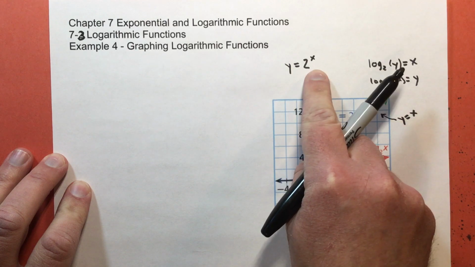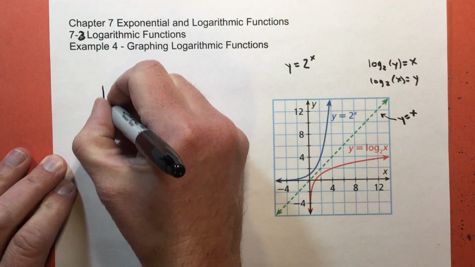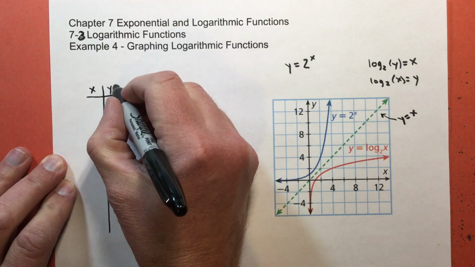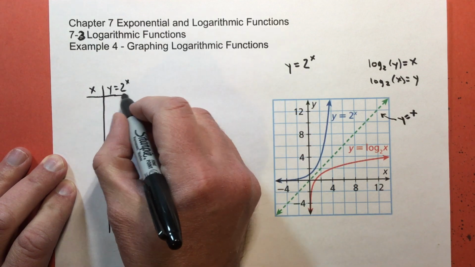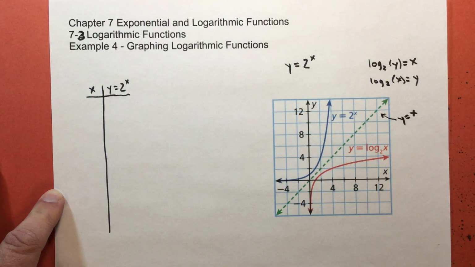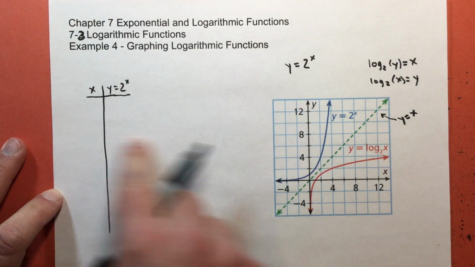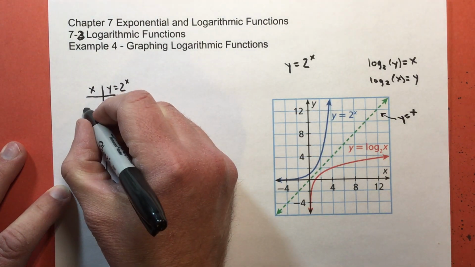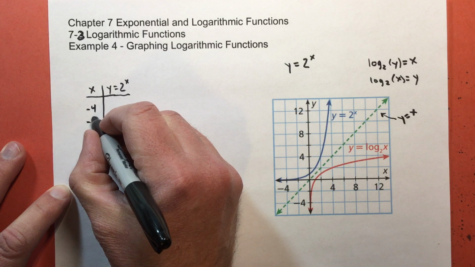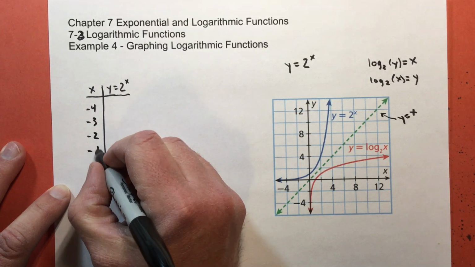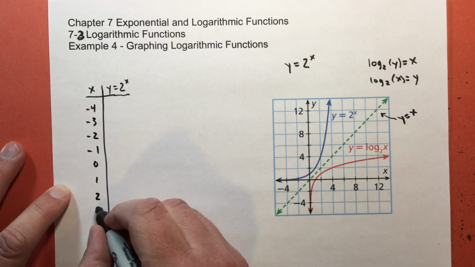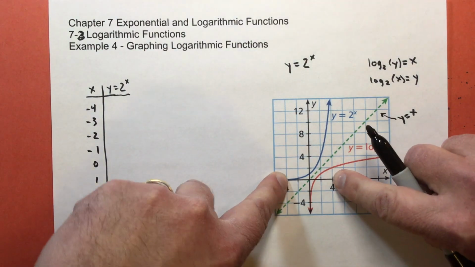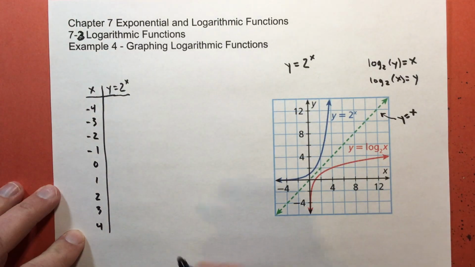Well, first I have to graph this, and I'm going to make a vertical table. Here's x, and here's y equals 2 to the power of x. And if you remember from 7.1 when we did exponential functions, I did a lot of horizontal tables. That's fine, don't worry about that. So let's pick some numbers here: -4, -3, -2, -1, 0, 1, 2, 3, 4. Actually that's just going to be between these two, but it'll be okay.